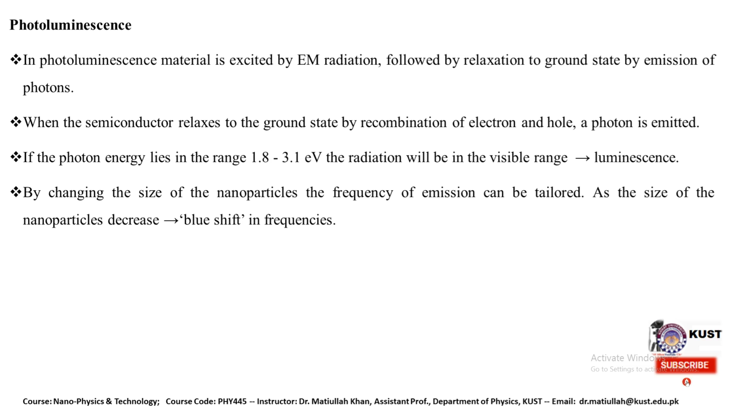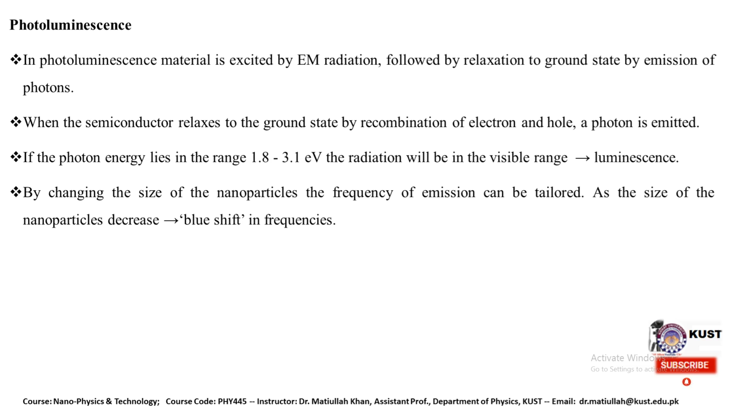As we discussed before, it is not possible for an atom or for a system to remain in an excited state for a longer time. So what happens when an electron is excited from the valence band toward the conduction band? It cannot remain for a longer time in the conduction band, so it will come back to the valence band to combine with the hole, and when it comes back to the valence band, a photon is emitted whose energy is equal to the difference between the two energy levels.